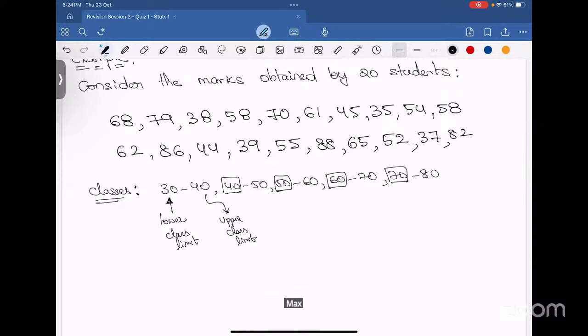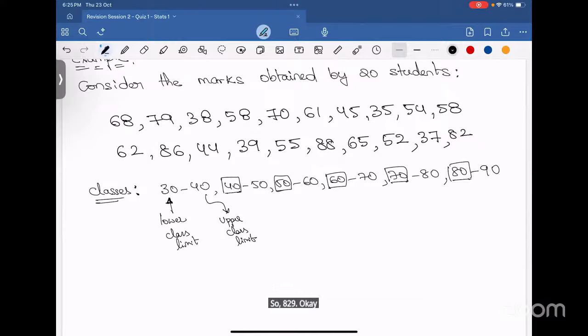Sir, the maximum the class width can accept in the first class is up to 39 only, so the class width should be 9, right? No, class width is starting from 30 to 39, right? It's not 31 to 39. So it contains 30, 31, 32, 33, 34, 35, 36, 37, 38, 39. So it will be 10. Okay. We will have one more class now, 80 to 90 also, because 88, 86 and 82 are also there. So there is one more class, 80 to 90.